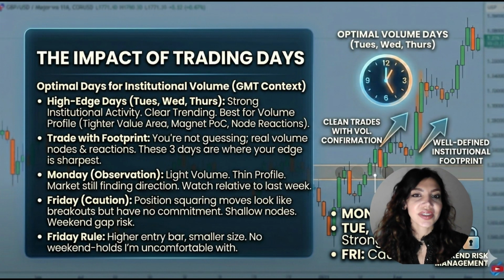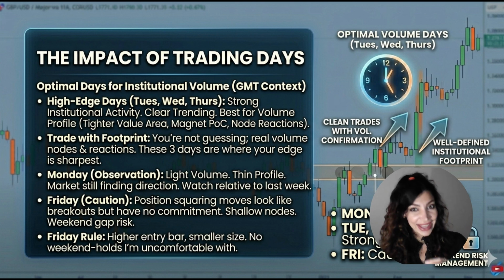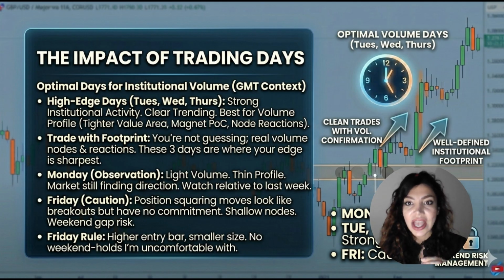Now, timing isn't just about hours. Which day you trade matters just as much. Tuesday, Wednesday, and Thursday are your strongest days. Institutional players are fully active. Trending moves have real volume behind them, and the profile shows it. Heaviest nodes, cleanest reactions, clearest point of control. And if your strategy is based on volume profile like mine, these 3 days are where your edge is sharpest.